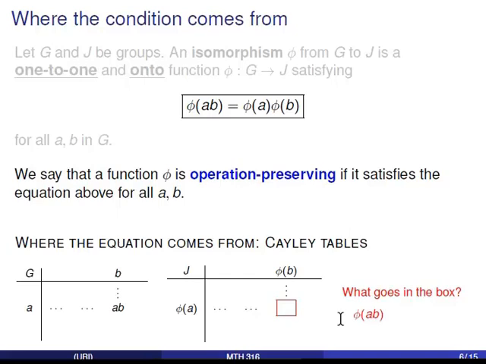because we're just translating what happened in the left-hand Cayley table. On the other hand, if you take a look at where this box lies in this Cayley table, it's in the phi of A row and the phi of B column, and so what should be in that box is, of course, phi of A, phi of B. Now the only way these two can both be right, the only way that the two groups can have the same structure, is if phi of AB is equal to phi of A, phi of B. That is one way of understanding where this operation preserving condition comes from.